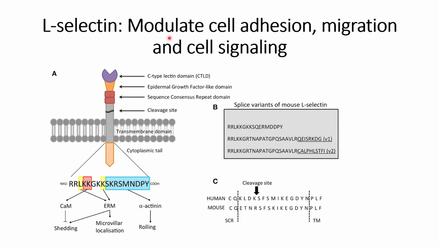So by reducing the circulation speed through L-selectin interactions. In this video we will discuss the structure of L-selectin. L-selectin is a type 1 glycoprotein. Type 1 glycoprotein means its N-terminal is on the extracellular side and its C-terminal is on the cytoplasmic tail.